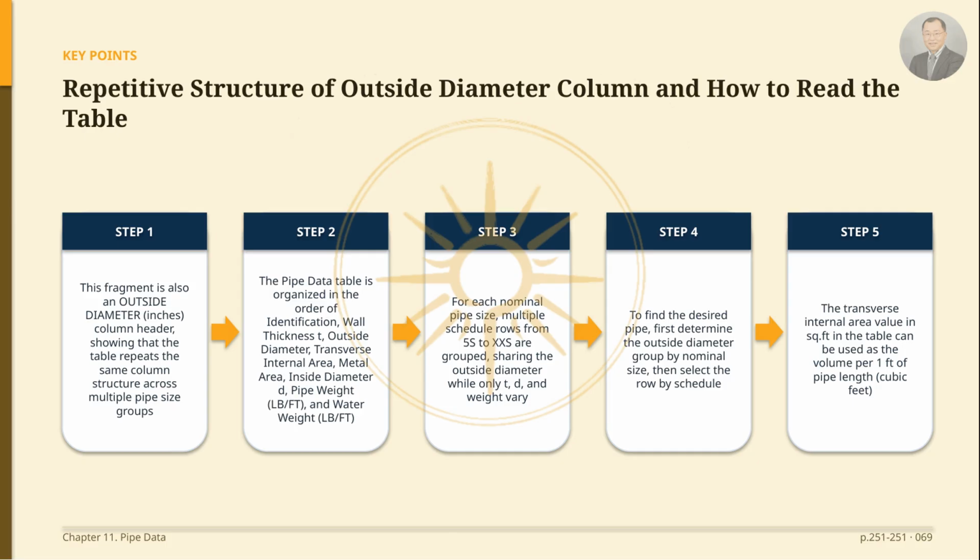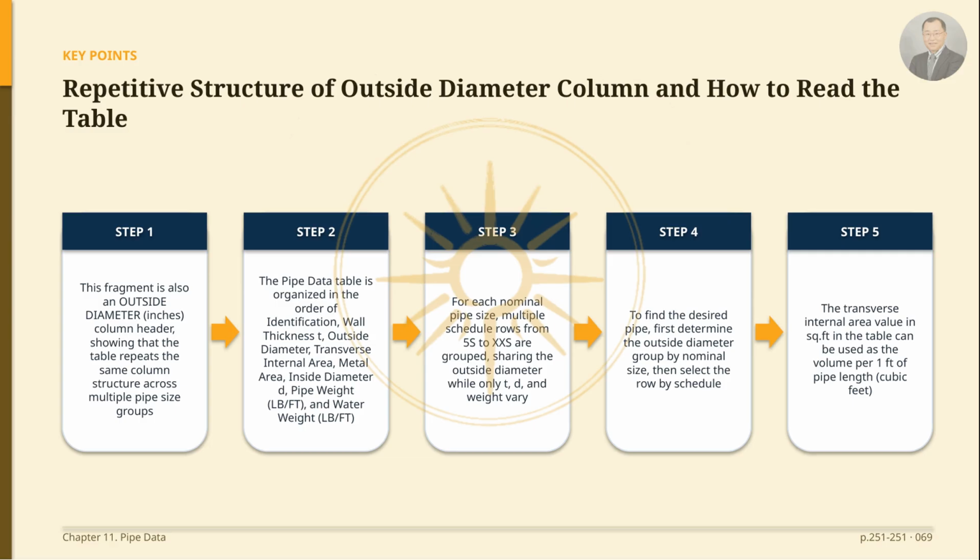Finally, I'll explain the repeating structure of the outside diameter column and how to actually read this table. This snippet is the header for the outside diameter column, showing that the same outside diameter column structure appears repeatedly across various pipe size groups. The entire pipe data table is organized in the order of identification items: wall thickness, T, outside diameter, transverse internal area, metal area, inside diameter, D, and then pipe weight and water weight in pounds per foot.